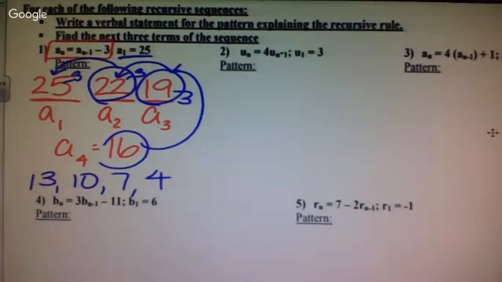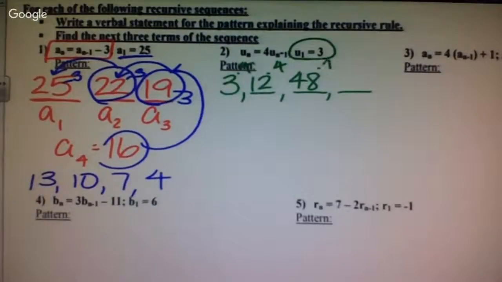Let me see if this will help. So right now, I know that my sequence starts with 3. I need to know the next 3 numbers. According to my equation, what do I need to do to 3 to get my next number? Multiply by 4. So if I multiply by 4, that gives me 12. Multiply by 4, 48. Multiply by 4, 192. Did that help, Kimberly? Nope.